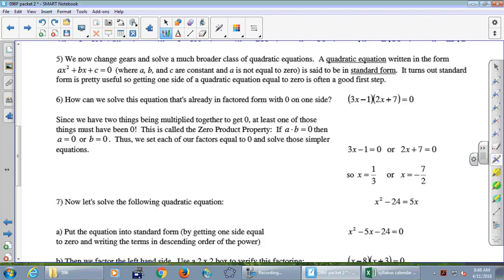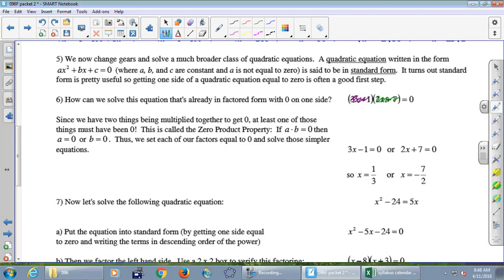How can we solve this equation that's already in factored form and it's got a 0 on one side? 3x minus 1 times 2x plus 7 equals 0. You might be tempted to distribute. You could totally, foil or lobster claw, whatever you call it, you could just distribute there, but that's not a good idea. Here's the idea. Kind of cross your eyes a little bit. Don't get lost in the details of what's inside of the parentheses, but suffice it to say I have 2 numbers, 2 things in the parentheses getting multiplied together, and I'm getting 0 because it says equals 0.